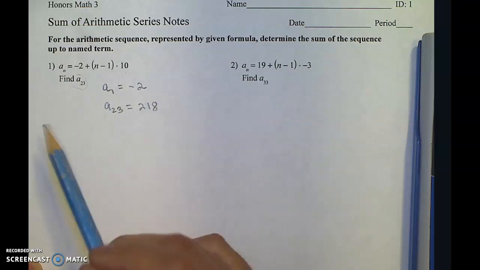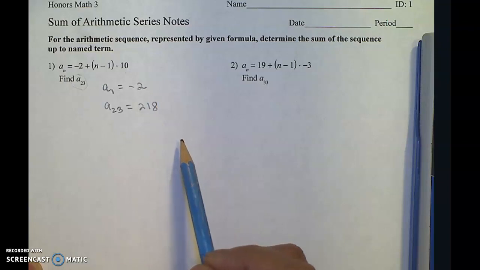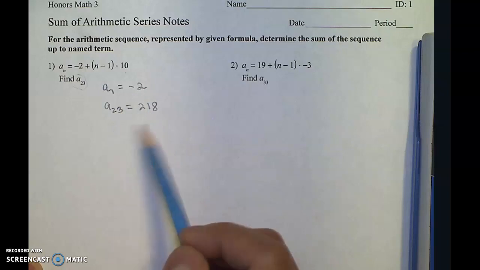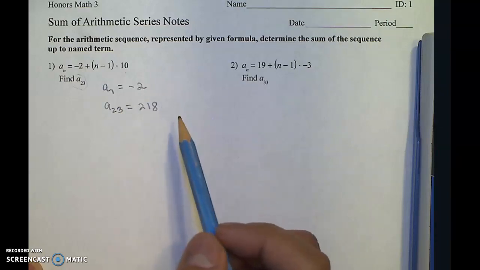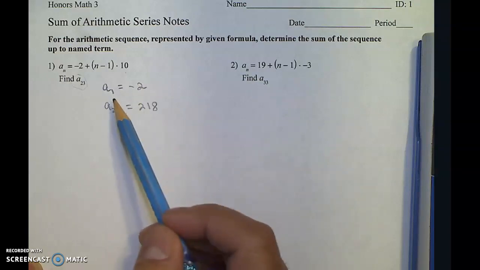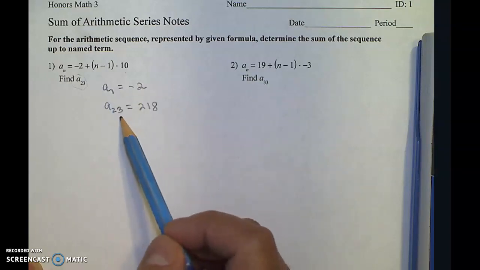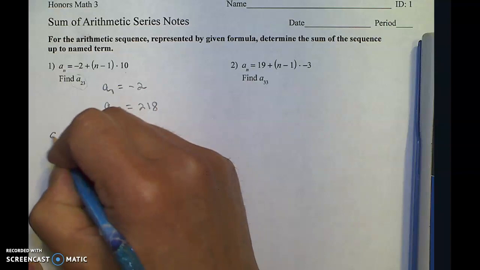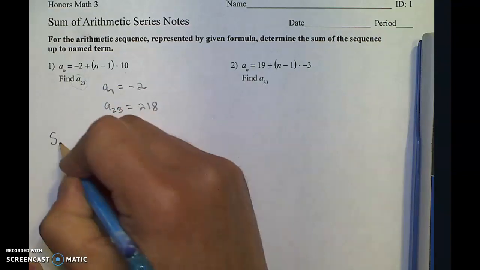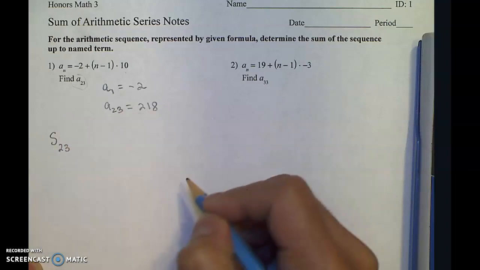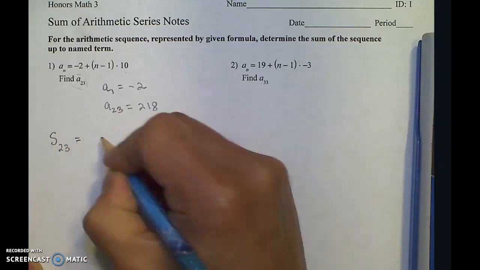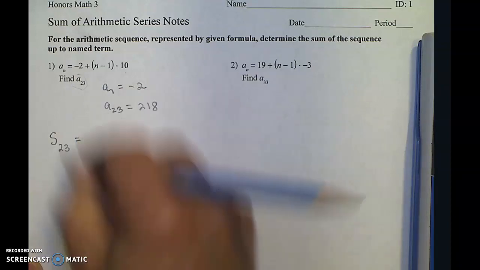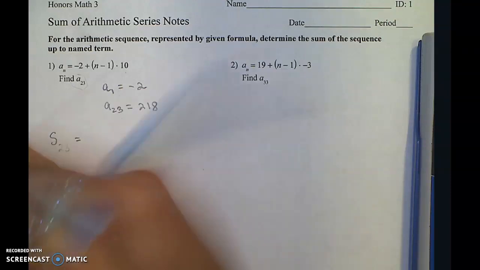So now, rather than listing out all of these terms, like finding the second term, third term, fourth term, and so on, all the way up to the 23rd term, there's a formula. Again, this formula uses the first term in the sequence and the last term in the sequence that you're trying to add up to. So here is the formula for the sum of the first 23 terms of a sequence. So that formula goes like this. Actually, let's write the generic formula first.